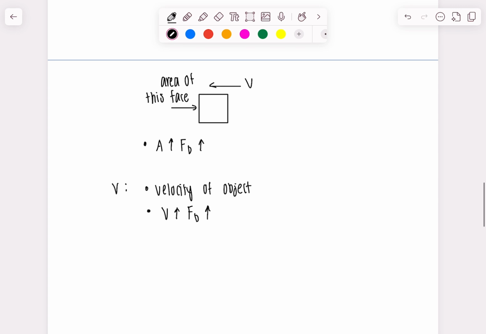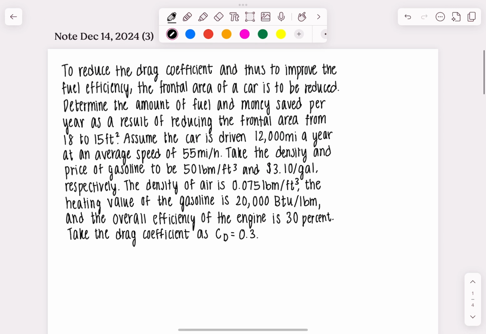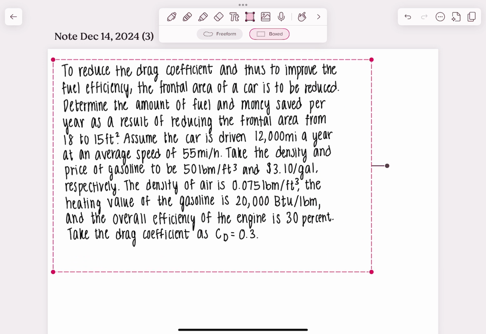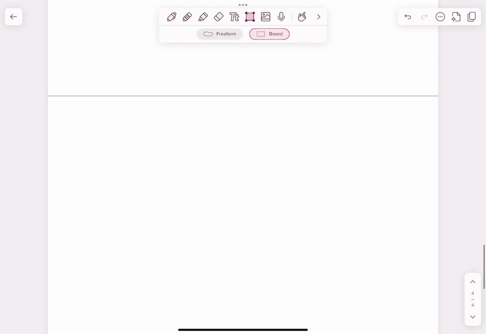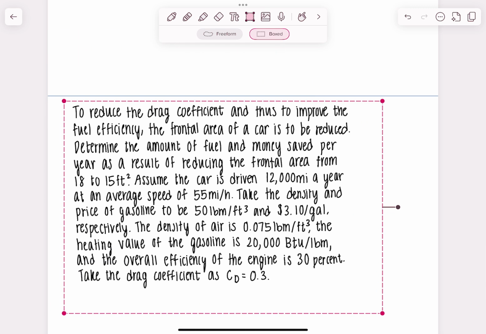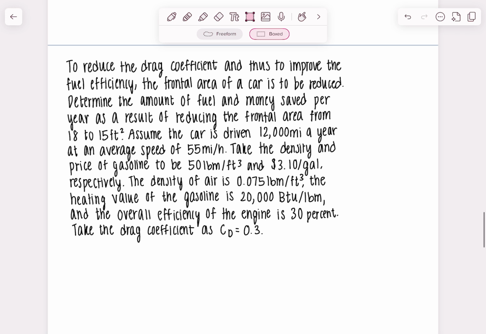All right, now that I've explained the concept of drag, we can get into our problem. So let me grab that. All right, here is our problem. So our problem is to reduce the drag coefficient and thus to improve the fuel efficiency, the frontal area of a car is to be reduced. We want to determine the amount of fuel and money saved per year as a result of reducing the frontal area from 18 feet squared to 15 feet squared.